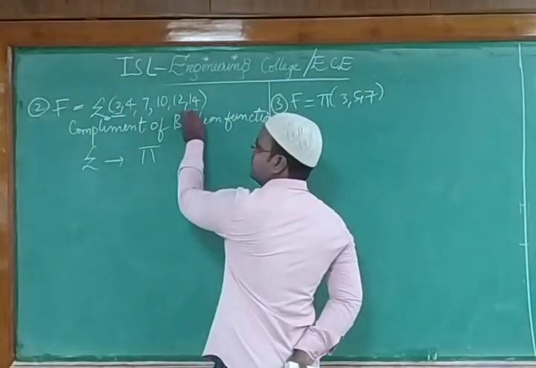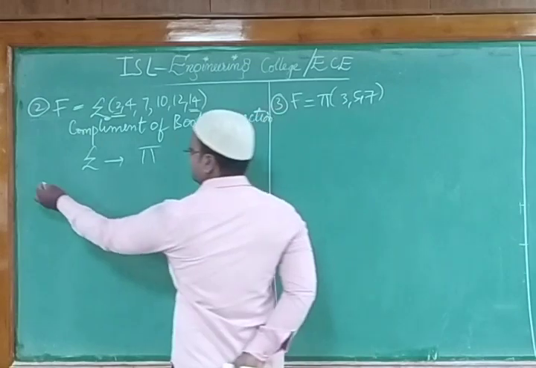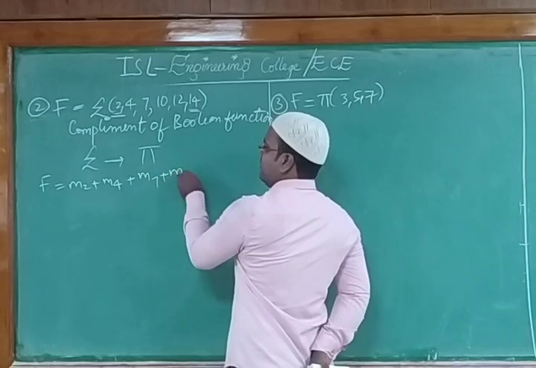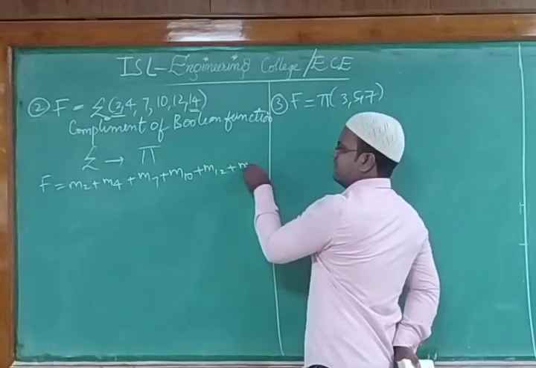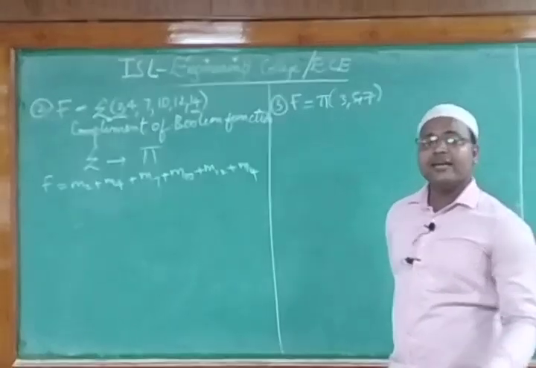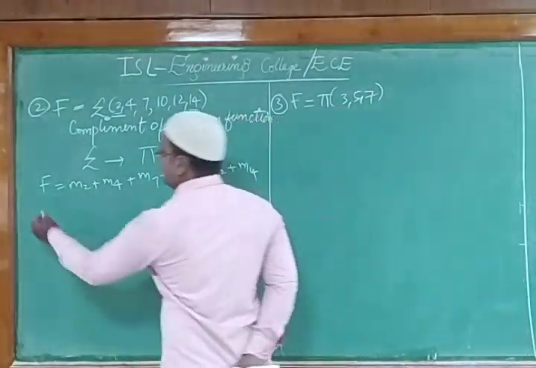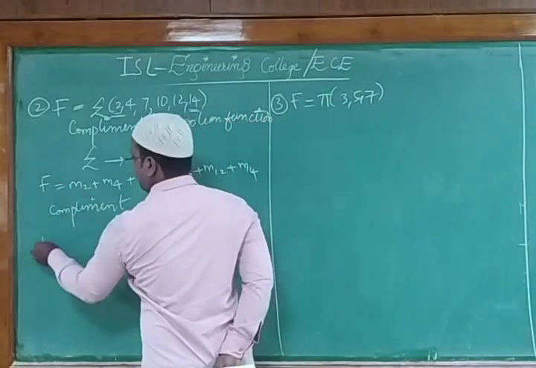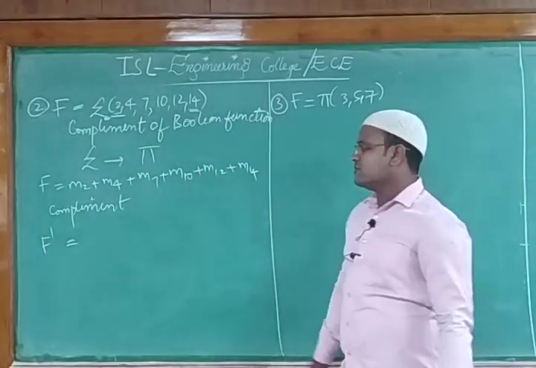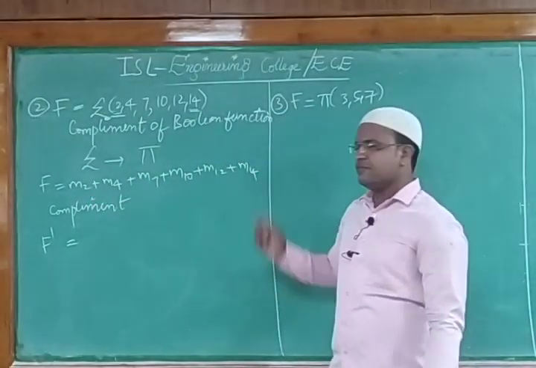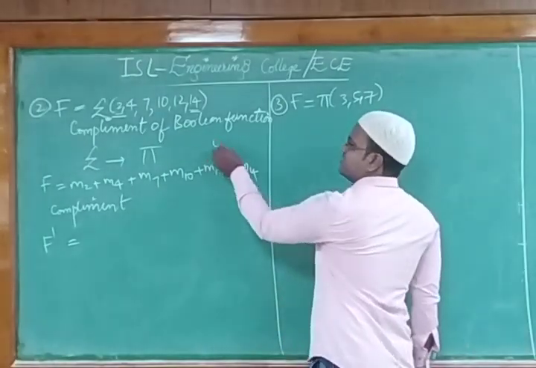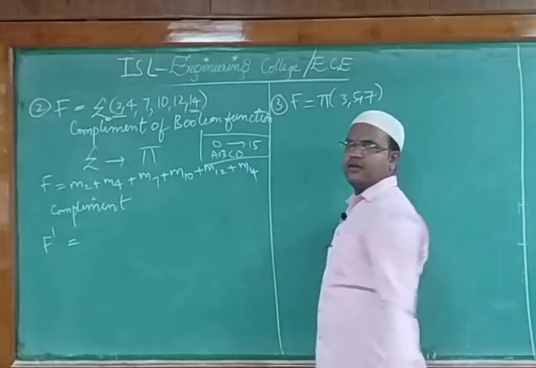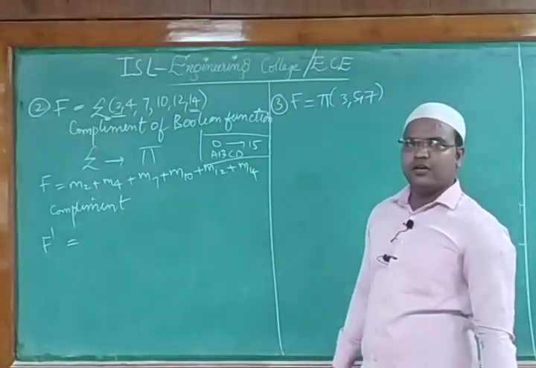So the numbers are from 2 to 14. So what can I write for this? F is equal to min terms M2 plus M4 plus M7 plus M10 plus M12 plus M14. These are my min terms that I need to write in terms of max. In order to do this, I'll find the complement. So F complement is equal to. Since the terms are 2 to 14, it should be 4 variables because the range is from 0 to 15. It can be A, B, C, D or any other alphabet. Since I'm taking A, B, C, D here, I'll take the complement of it.